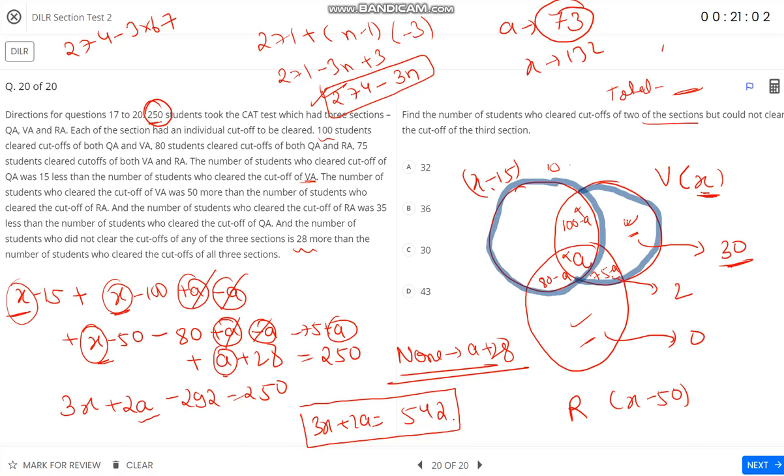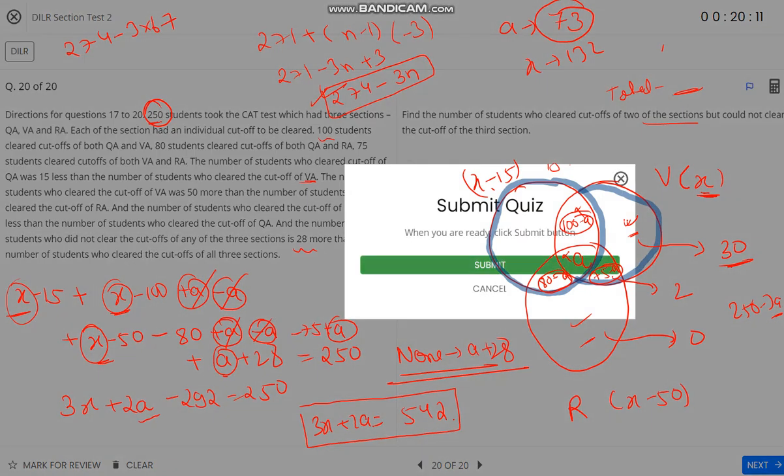Find the number of students who cleared the cutoff of 2 of the sections but could not clear the cutoff of all 3 sections. So basically we have to calculate exactly 2, which includes 100 minus a, 80 minus a, 75 minus a. So 180 plus 75 is 255, minus 3 times 73, so we'll get 36 as the answer. Now let us move on to the last question. Oh, this was the last. Let us submit and check.